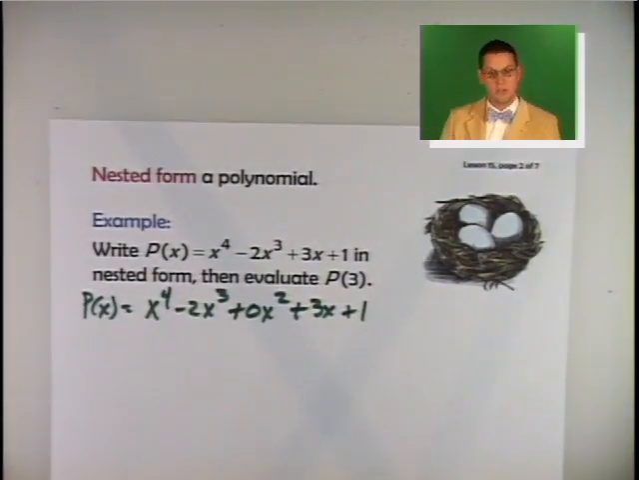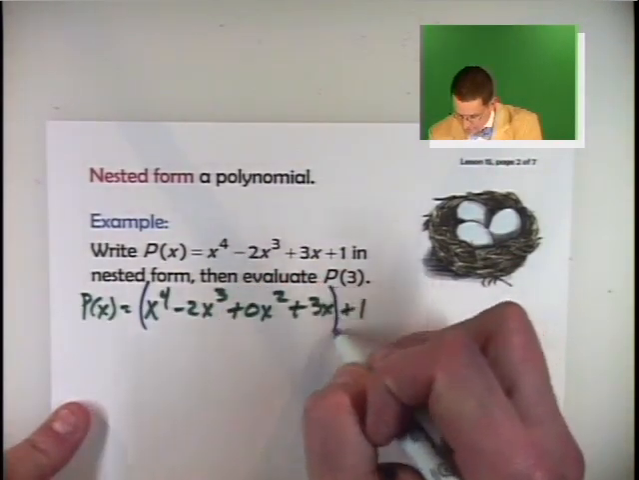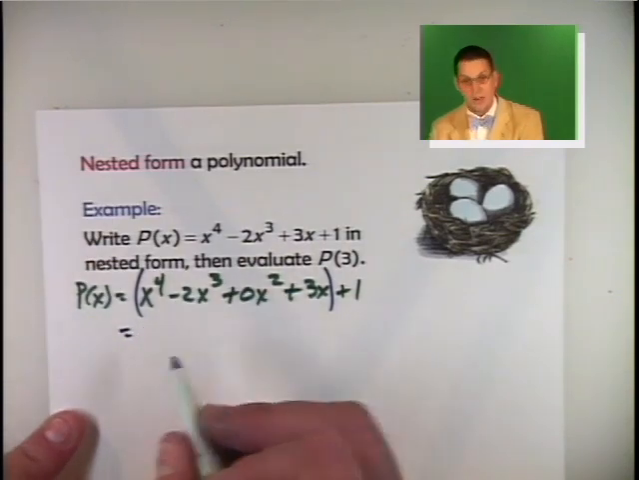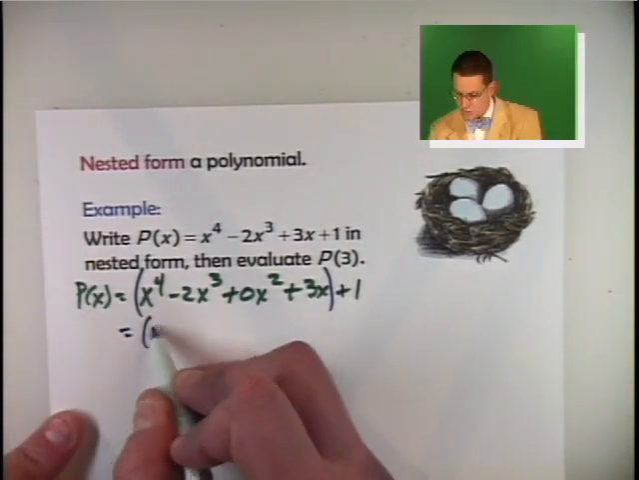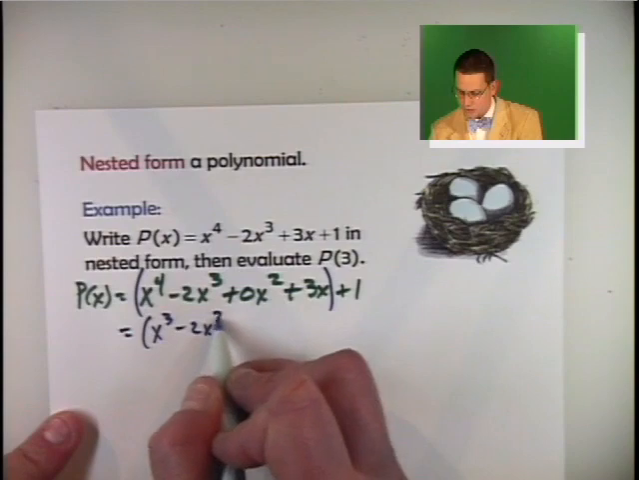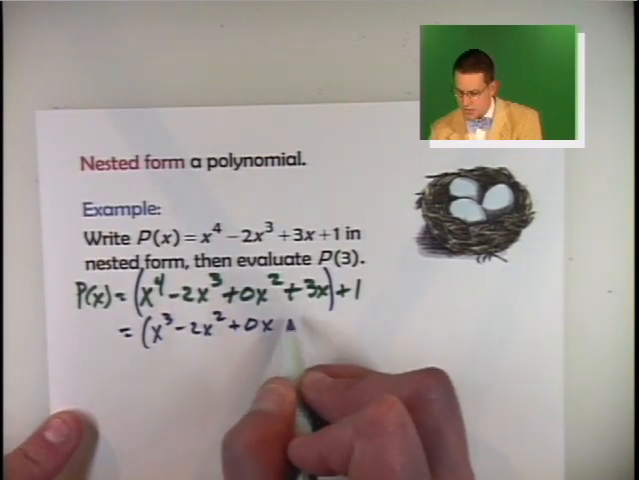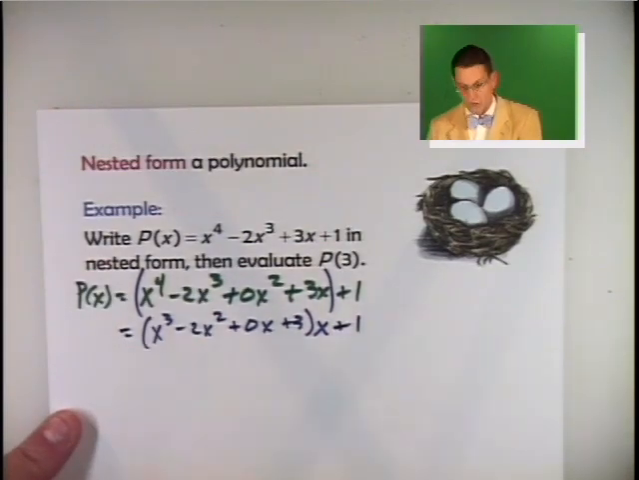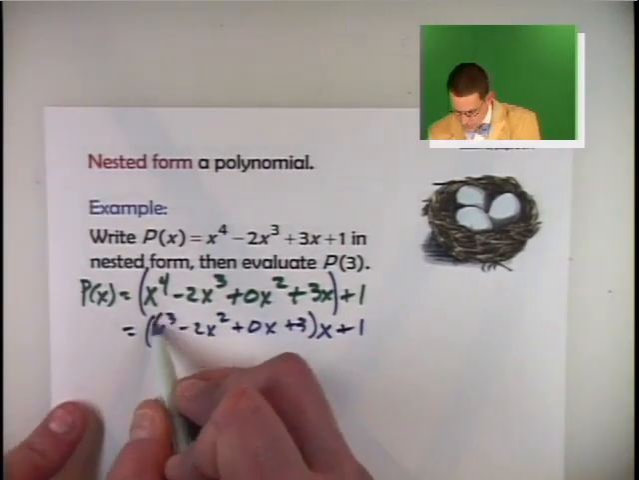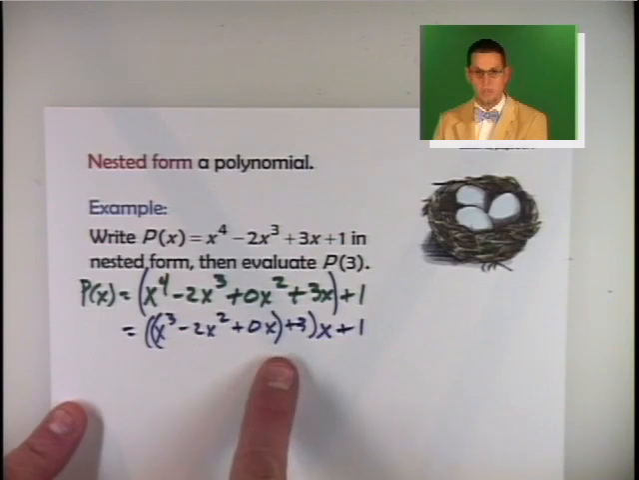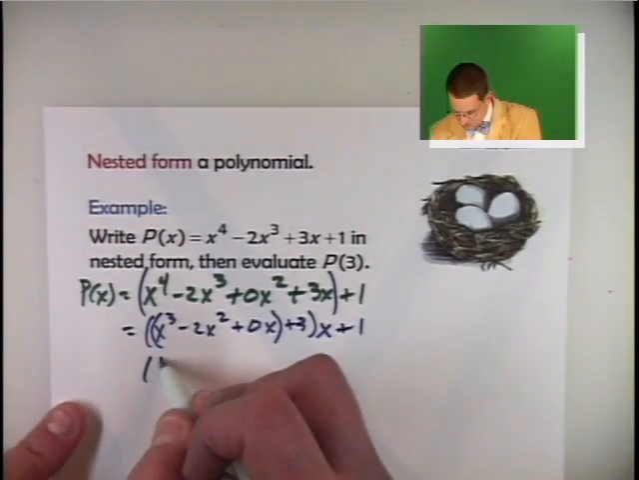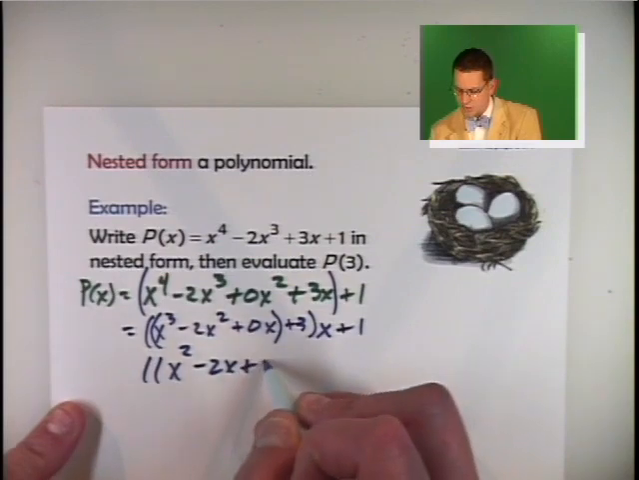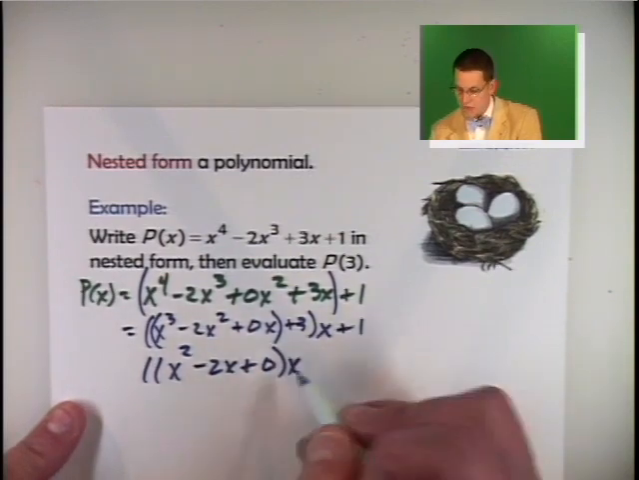Okay? Now here's what we do. We're going to group together all the terms that have an x in it, which is all but the constant at the end. And we are going to factor out an x, and we're going to factor it out on the right. So that's going to leave me an x cubed minus a 2x squared plus a 0x plus a 3, all times that x that I factored out, plus 1. And now I'll repeat the process. So now I group those terms together, and they all three have an x, and I'll factor out another x on the right. So that's x squared minus 2x plus 0 times the x.